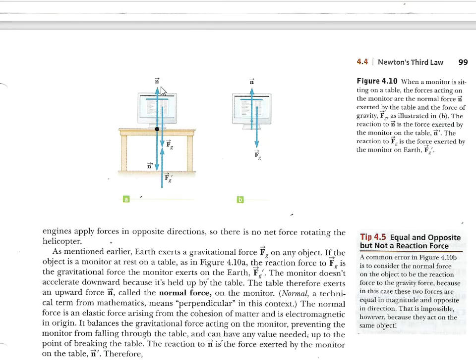Again, the equal and opposite force to the normal force here is the force downward on the table. There's the normal force. The opposite of this normal force upward on the monitor is this normal force downward on the table. The equal and opposite of this force of gravity on the monitor is this force of gravity that the monitor is exerting on the Earth.